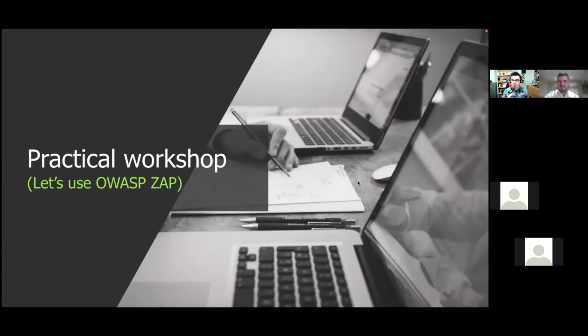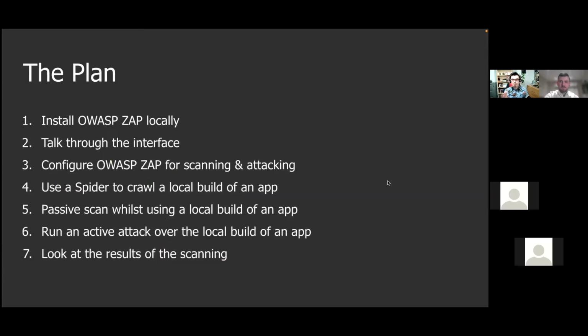So let's actually get into using OWASP ZAP at this point. So the plan is, oh, sorry, Salish. Yeah, a bit quick. I was trying to get into the meat of the actual talk. So the plan is we're going to install OWASP ZAP. We're then going to talk through the interface, configure it for scanning and attacking, get the spider crawling things, do a passive scan whilst using a local application, and then run an active attack and look at the results as well. So here's what we're going to try and do.